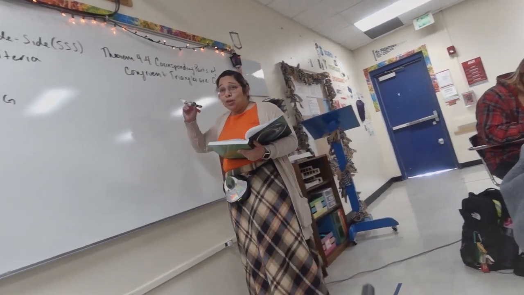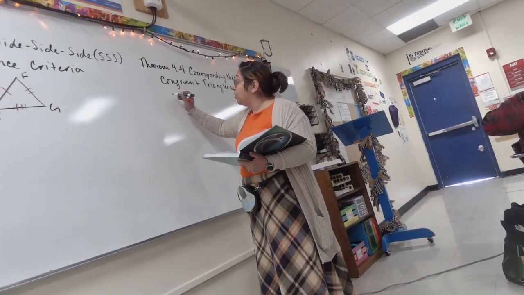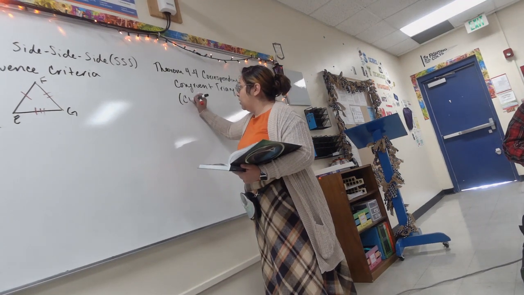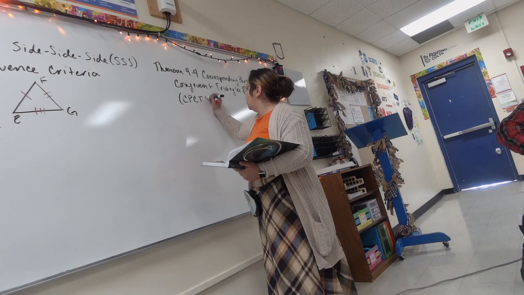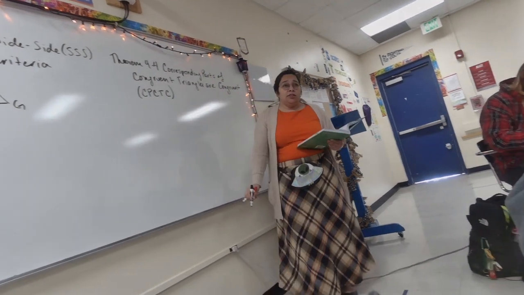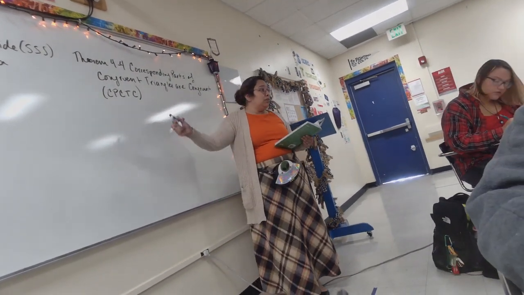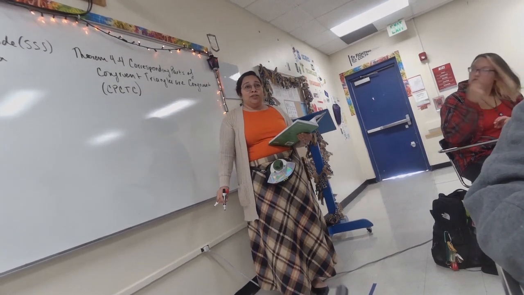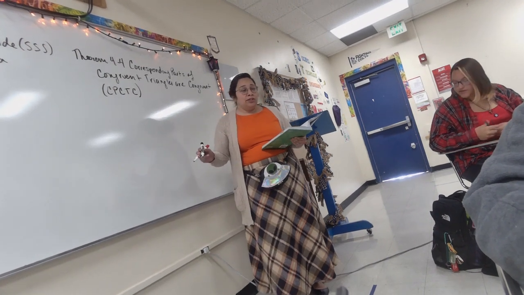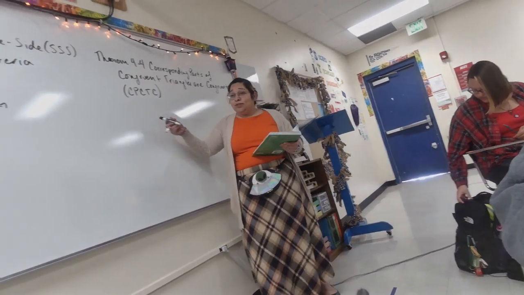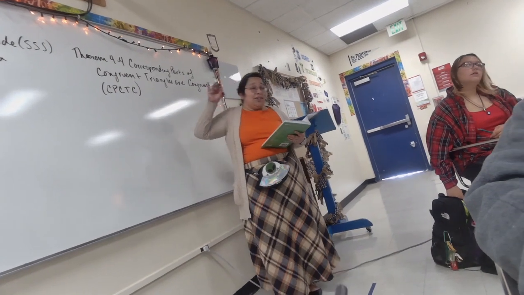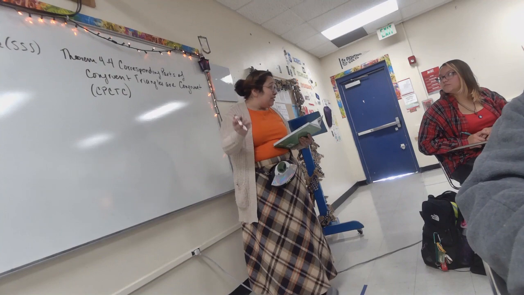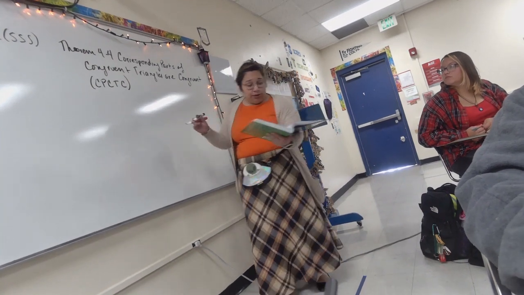And this is how they'll label it, especially on SAS. This is a big culprit for this. They'll just call it the CPCTC. Yeah, that mess. Corresponding parts of congruent triangles are congruent. Lots of C's. Okay? So let's see here.